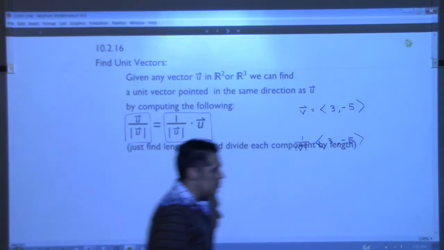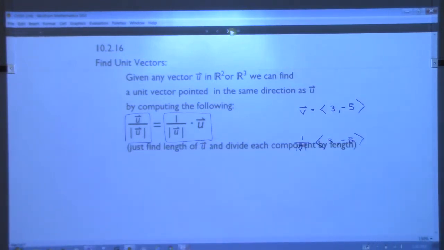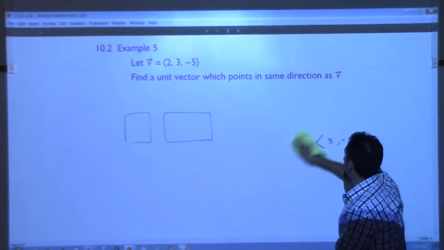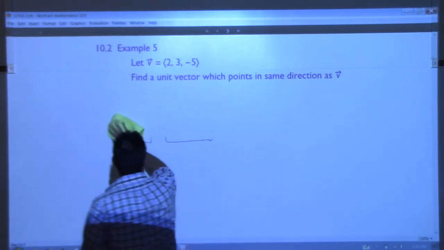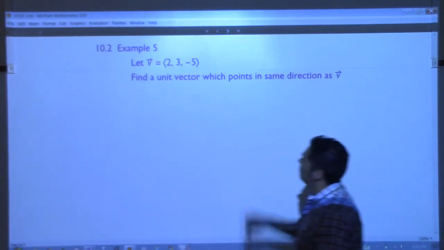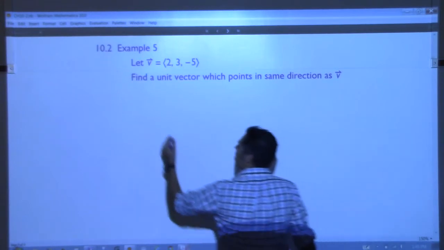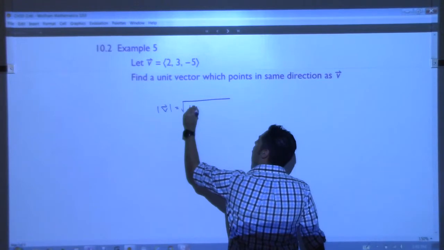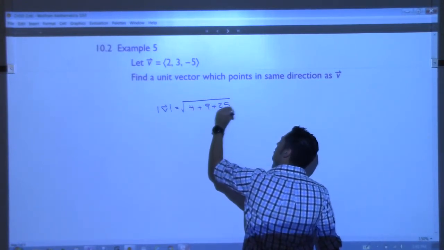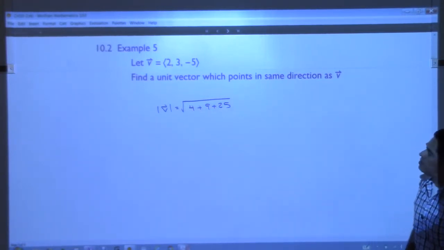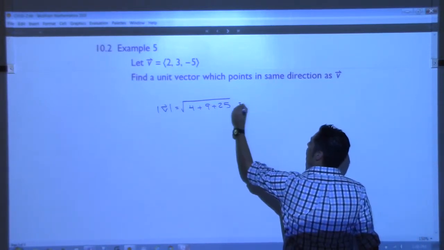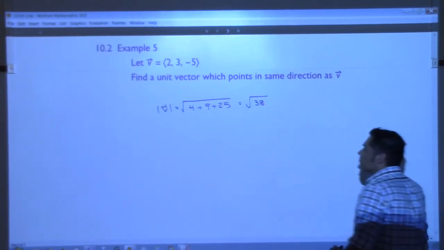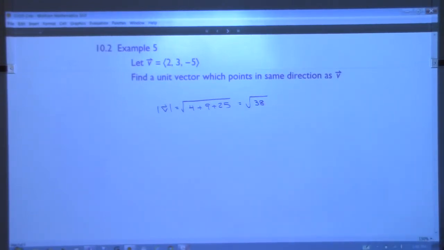So let's do an example. Find a unit vector which points in the same direction as this one. So what would be our first step? Find the length of it, right? So I just quickly find the length. The length of v is the square root of 4 plus 9 plus 25. So I just real quick in my head squared each of the components. And that's going to be root, what is it? 38. Okay, that's the length of v.